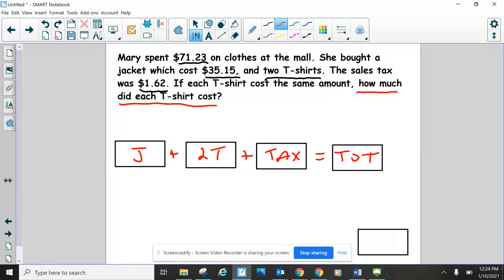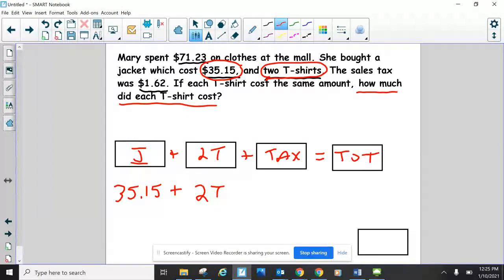Now that I have the story organized in a flowchart, it's time for me to go back to the story and get the numbers that were given to me and plug them into my flowchart. For example, the first thing I want to know is how much this jacket costs. Well, right back in the problem, it tells me the jacket cost $35.15. So I'm going to replace that box with $35.15. Then I need to find the cost of the 2 t-shirts. If you remember, I was confused why they didn't give us that number. Well, guess what? They did not give us that number. So that's the unknown thing we have to find out. So I'm going to keep that 2T there because I still don't know how much t-shirts cost.